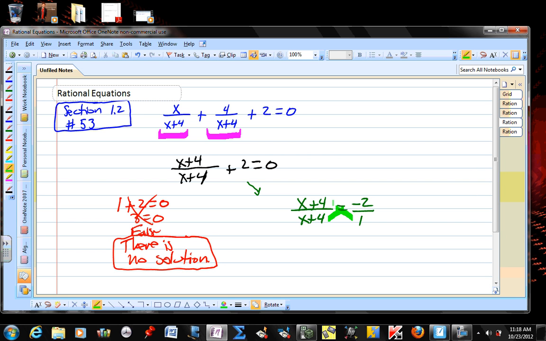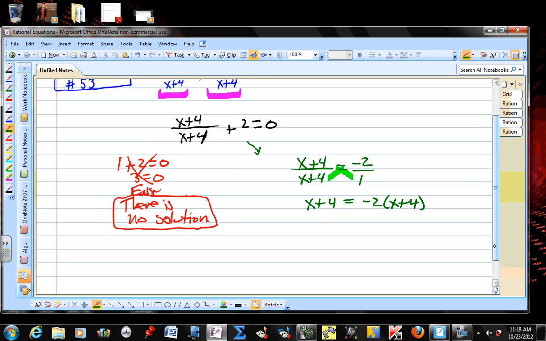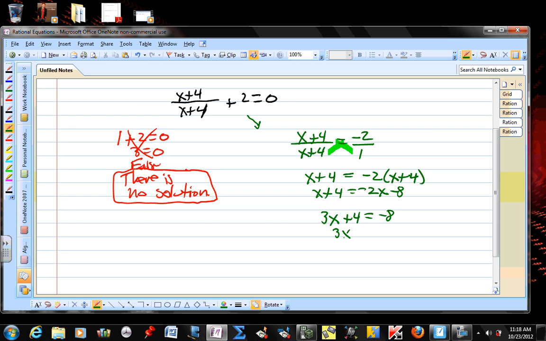We'll cross multiply. So if we do 1 times the quantity x plus 4, we get x plus 4. If we do negative 2 times the quantity x plus 4, distributing will give us negative 2x minus 8. And now let's see what happens. We can add 2x to both sides. We can subtract 4 from both sides. And we can divide. So now we get something that looks like an answer. Looks like we have x equals negative 4.